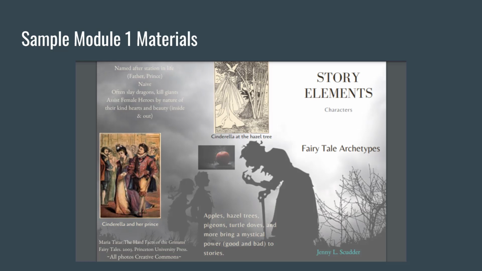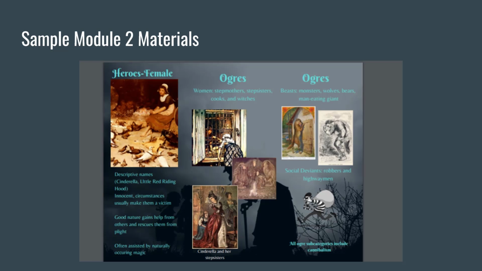Another feature that you can see listed here is nature. So that includes things of apples, hazel trees, pigeons, turtle doves, and other aspects of nature that bring a mystical power to the stories. Another sample is the other flip side of this handout, the second page, which focuses on the heroes, which are the females. They typically have descriptive names like Cinderella, Little Red Riding Hood. They're usually very innocent, and it's typically their circumstances that make them a victim.